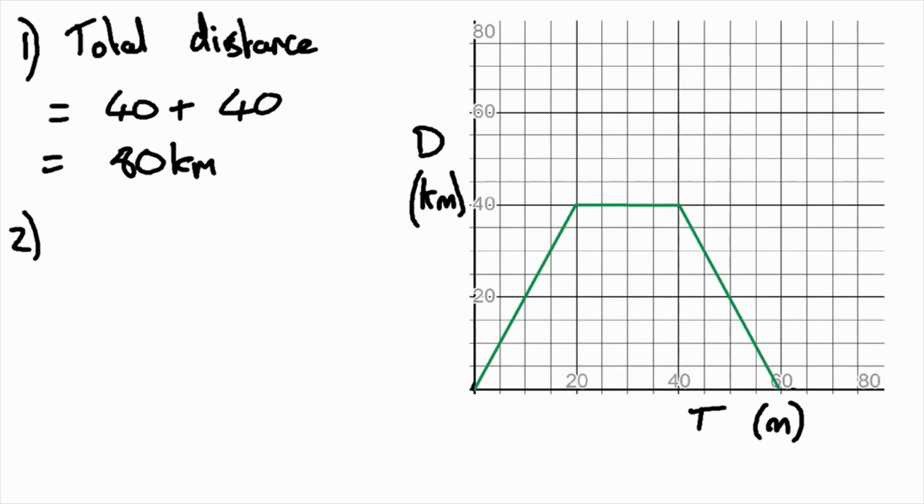Now the second thing we're going to do is look at the average speed travelled in the first part of the journey. So the first part of the journey I'm going to say is between 0 and 20 minutes. So remember, our unit here is minutes.